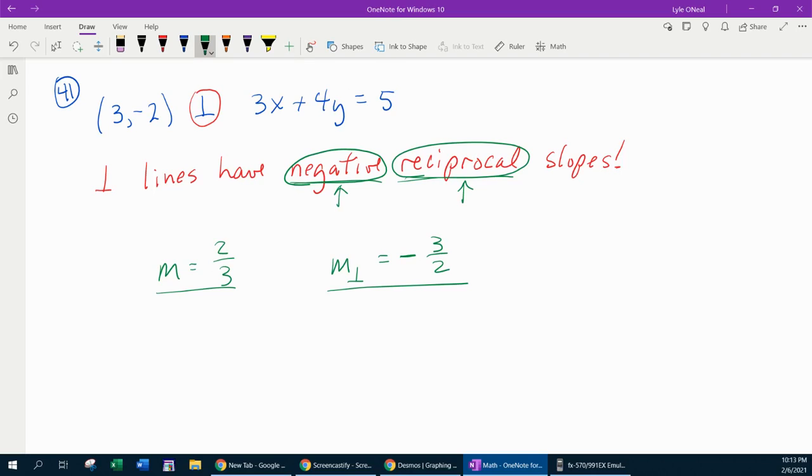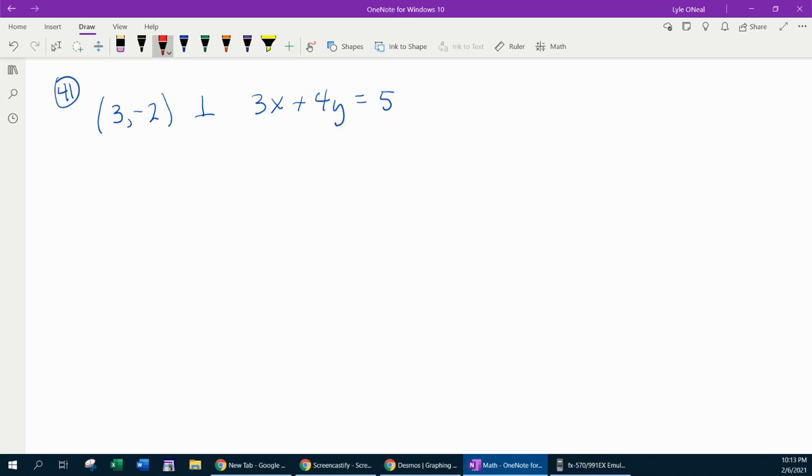I'll tell you what, I'll give you a poem to help you remember. Perpendicular line, flip and change the sign. It'll work every time. Okay, so now that we have that bit of information, what is our objective here?